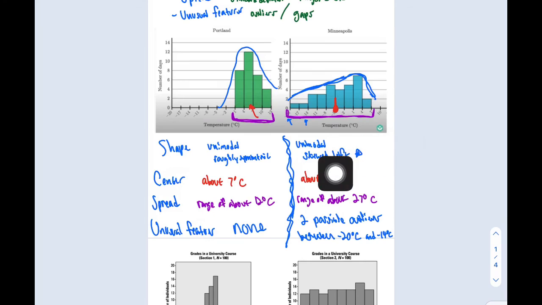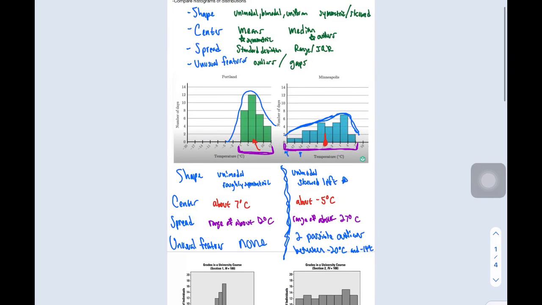When you actually take the AP test, if you have a question where you're just asked to describe distributions like this, you're going to have to write this all out in a sentence format. We'll get more practice with the sentence format later on in the year. But what that would include is using actual comparison language. So something like: the shape for Portland's distribution is roughly symmetric, while the shape for Minneapolis is somewhat skewed left. And then if I was talking about the center, I would say the center for Minneapolis is about negative 5 degrees, whereas Portland's center is a little higher at 7 degrees Celsius. So use comparison language, like whereas, higher than, lower than, stuff like that.